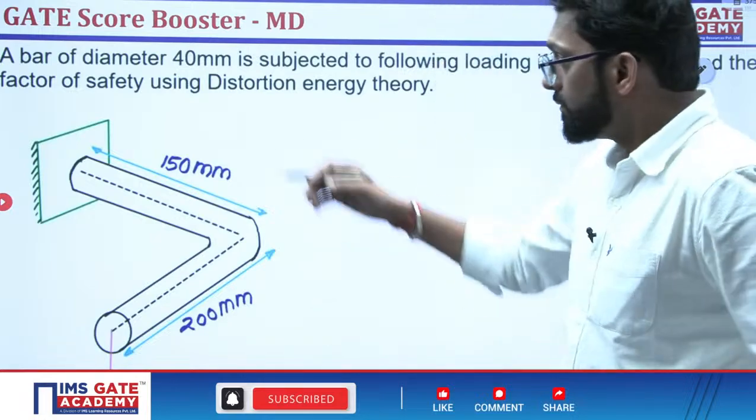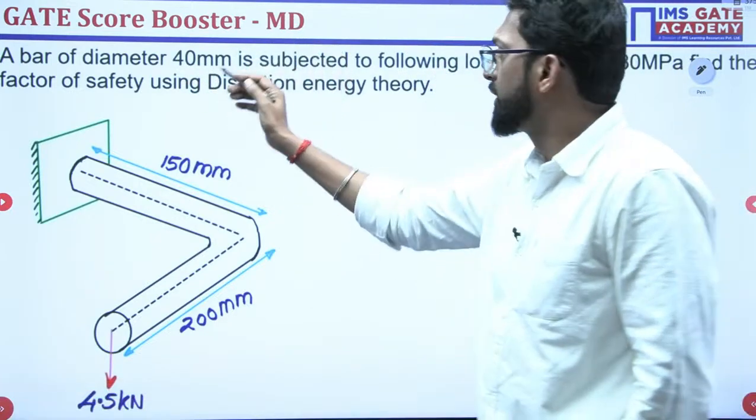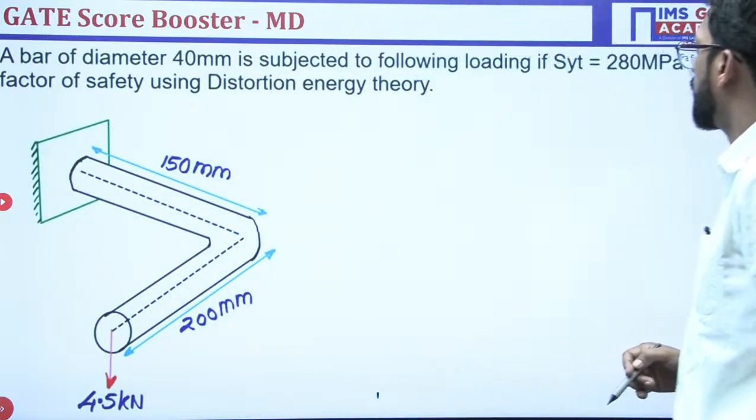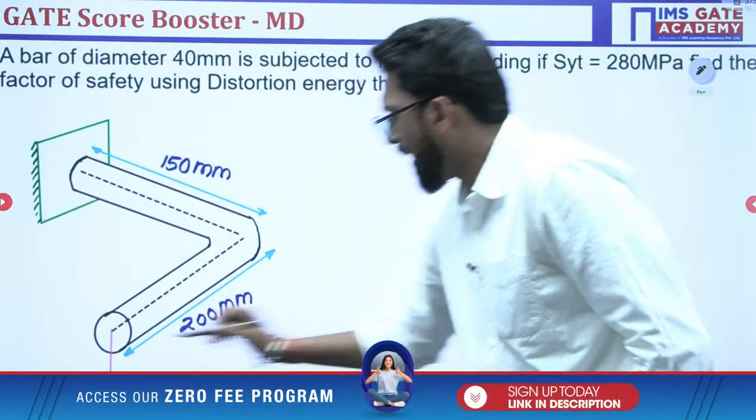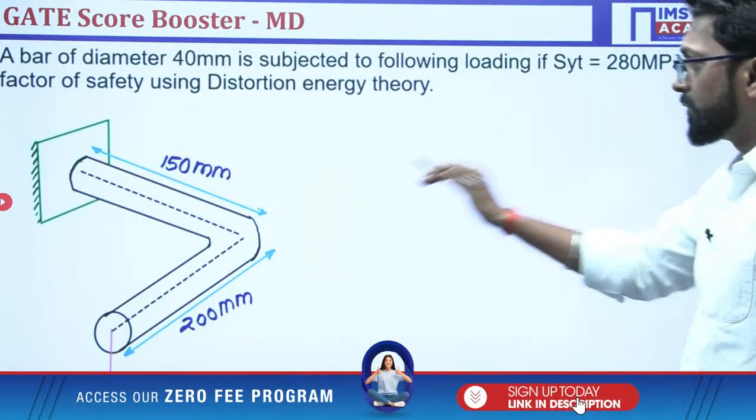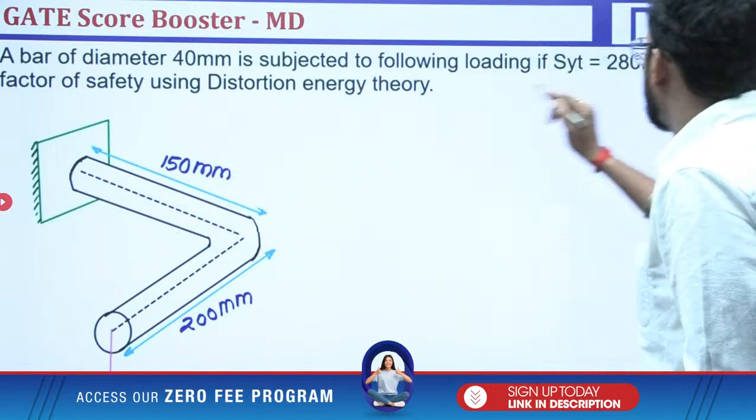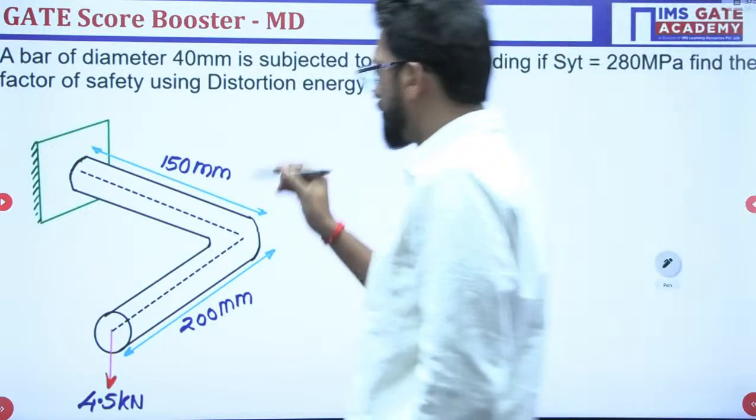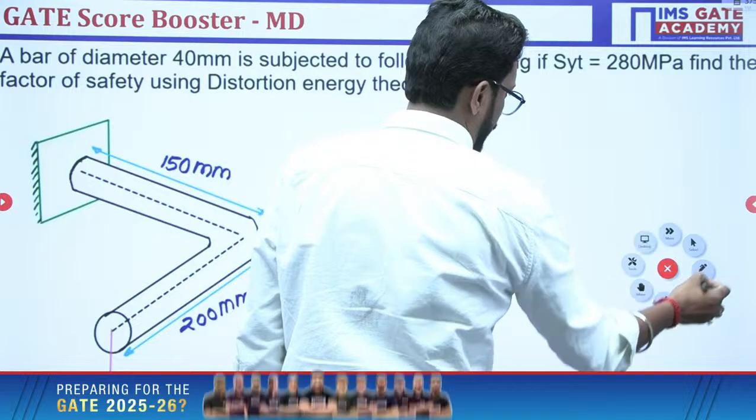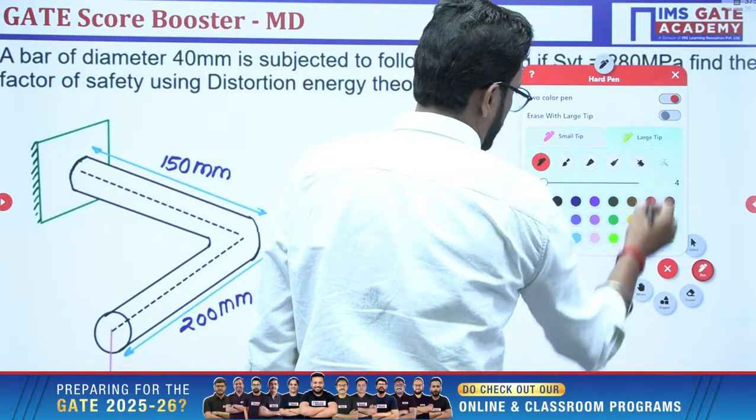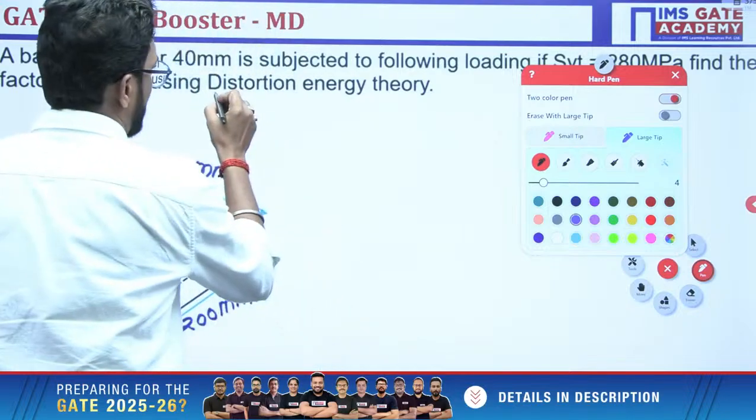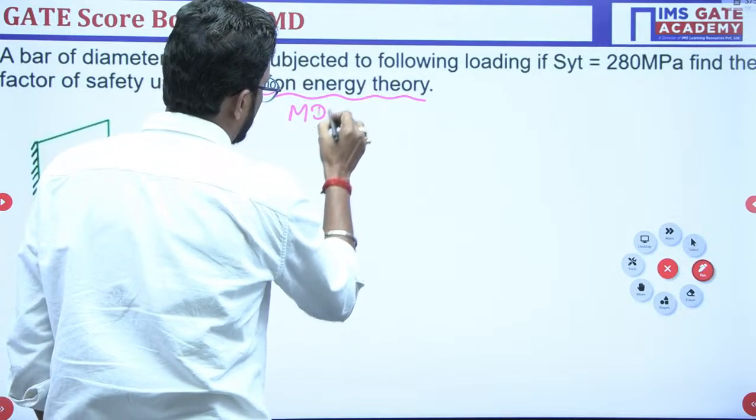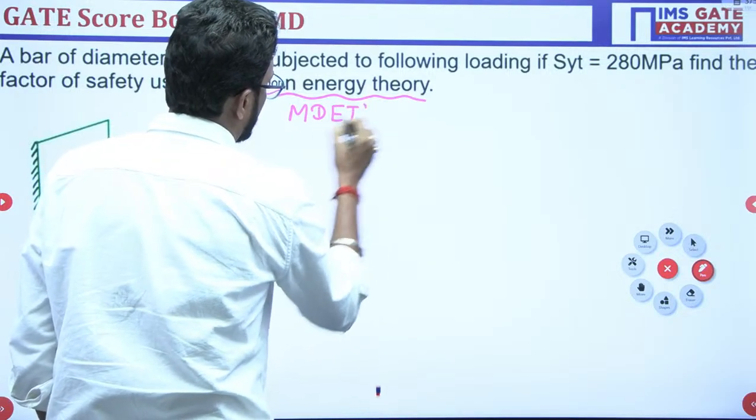A bar of diameter 40 mm, a uniform bar, is subjected to the following load of 4.5 kilonewton. The yield tensile strength of the material is given as 280 megapascal. Find the factor of safety using a failure theory. Which theory of failure? The maximum distortion energy theory, MDET. MDET we have to discuss.